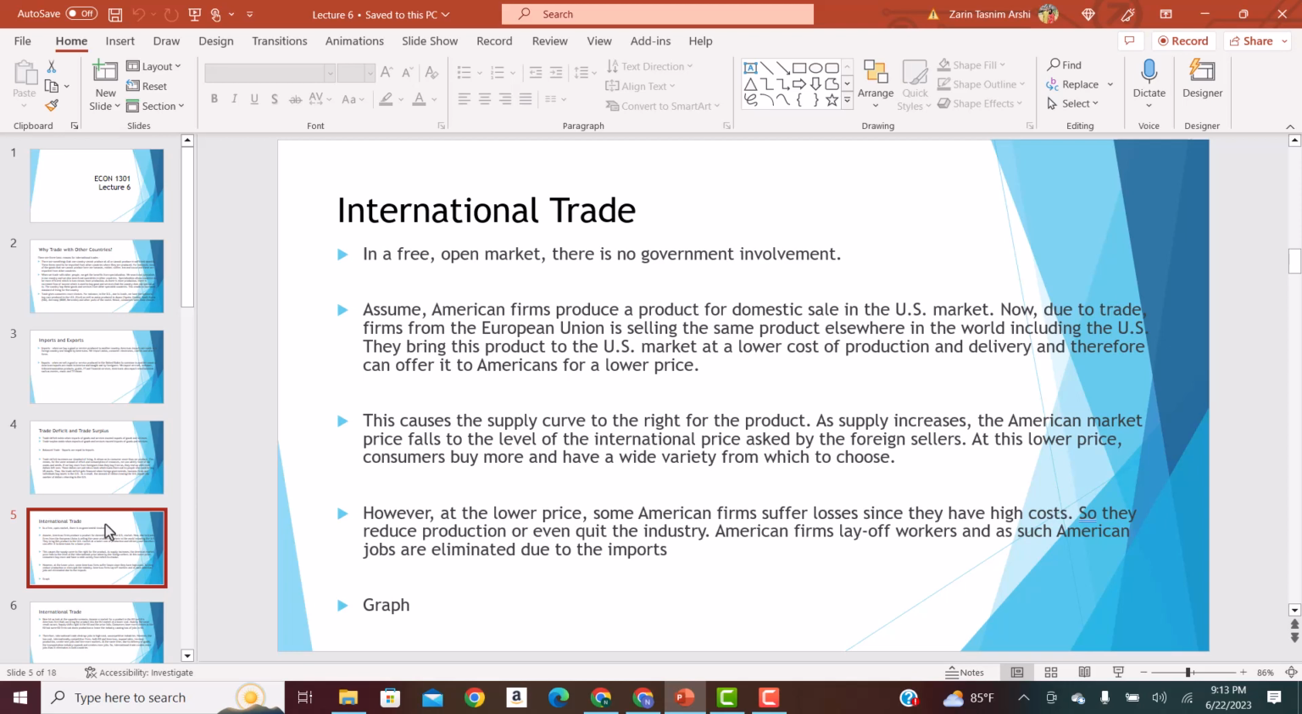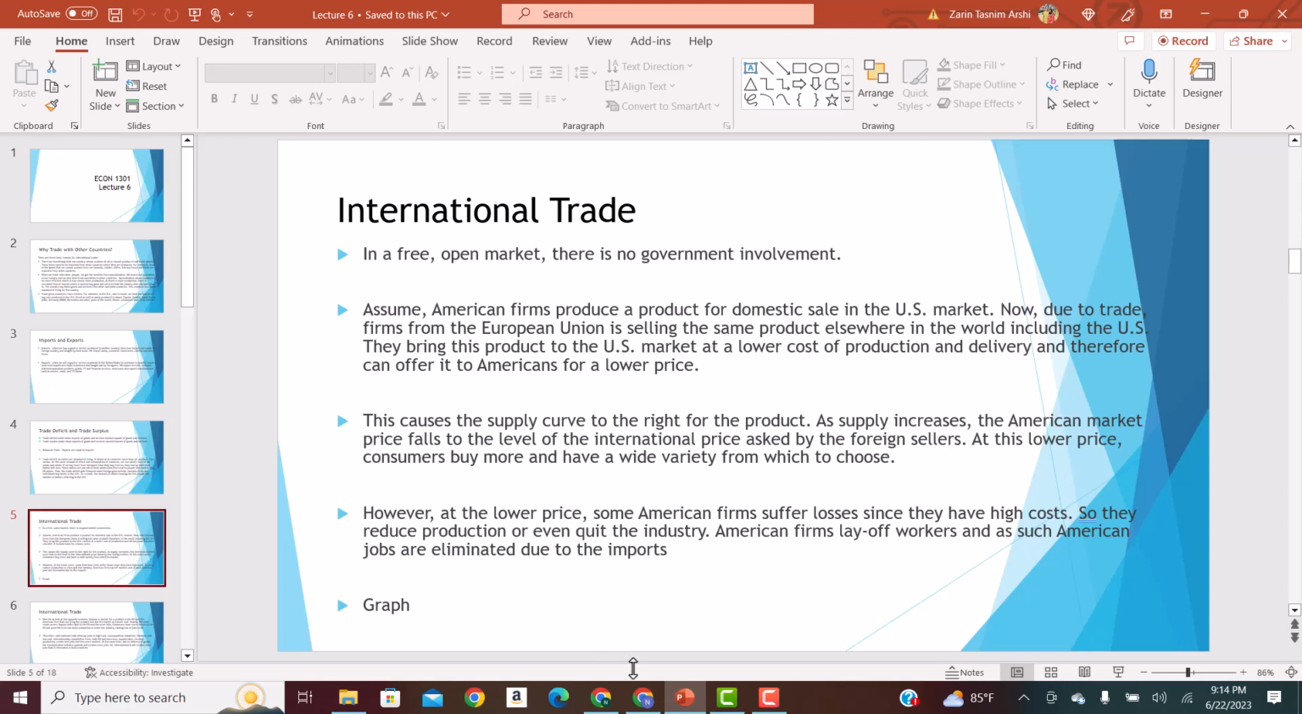But it is only for the firms or businesses that are inefficient and have high costs. Firms that are able to keep their costs under control and are able to compete with the European companies will still survive in the market and will still be able to enjoy revenue and profit. But only the firms with high costs will experience losses. They will lay off some American people, and at the end of the day, they may shut down.